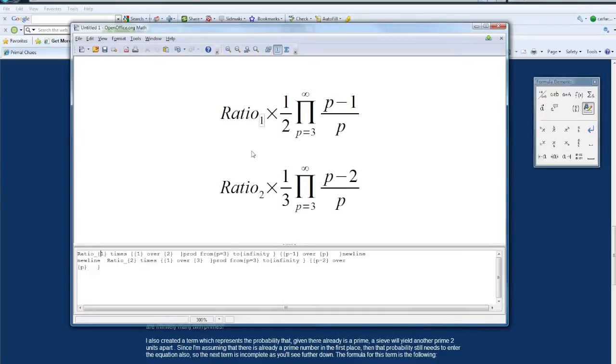Now, here I've written two separate formulas. The first one is for counting regular prime numbers, as we saw before, and I've included here ratio 1. And the second formula is the one we were just looking at now, and I'm just calling it ratio 2 times the formula for counting twin primes. Let's think about this for a second. Is there any difference between ratio 1 and ratio 2?